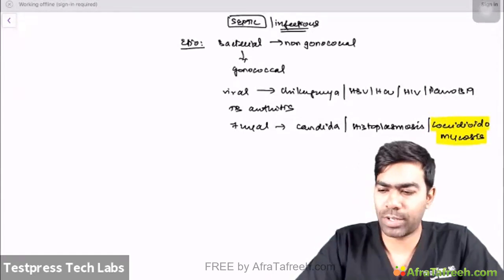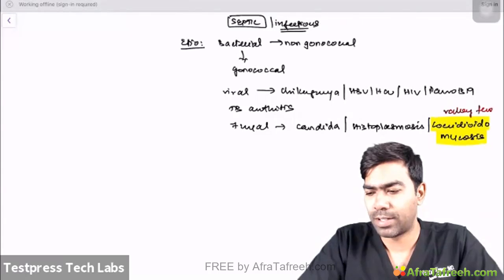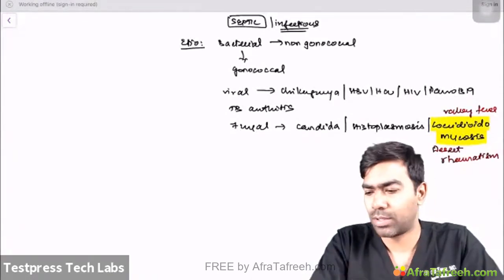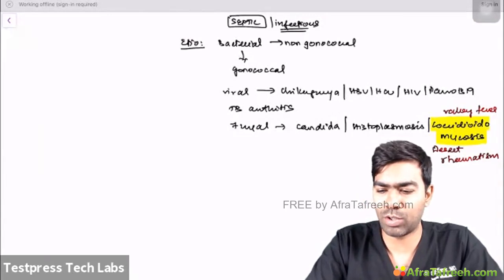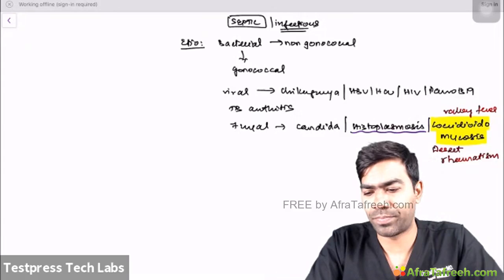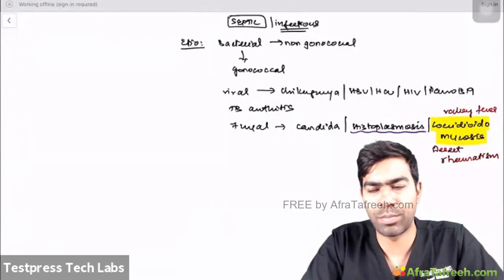So one, coccidioidomycosis is also referred to as valley fever, number one. Second, coccidioidomycosis is given another name called desert rheumatism. So these are two names. No, coccidioidomycosis is not the TB of the West. Histoplasmosis is the TB of the West. In Western countries, you don't have TB. Histoplasmosis is going to mimic exactly like tuberculosis.